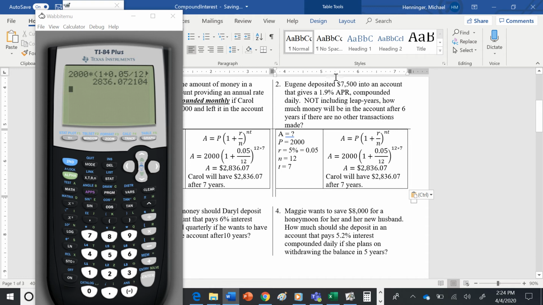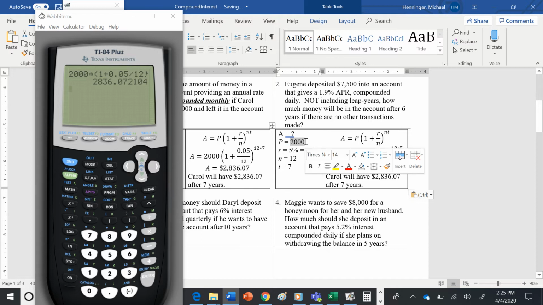All right, so let's see. Eugene deposited $7,500 into an account. So that's his initial principal deposit, $7,500. That gives 1.9% APR. APR is annual percentage rate. So that's his percentage rate, 1.9%. But we want to change that to a decimal. So that would be 0.19.